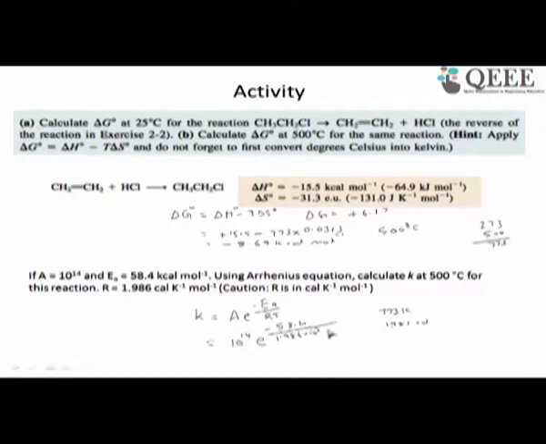and the temperature is 773 Kelvin. So just to save time, if you substitute all these values, you will basically get 3.03 into 10 power minus 3 per second. So this is the rate at 500 degrees. This is a definite rate, so this reaction can occur at this 500 degree Celsius.